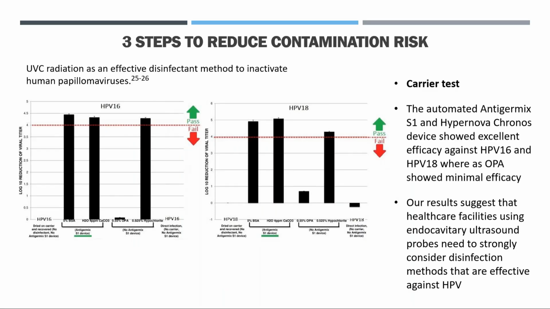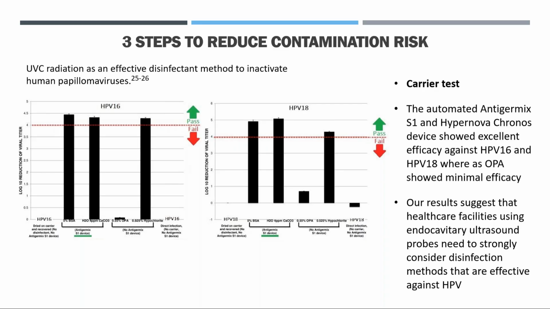Again, 3 steps to reduce contamination risk. UVC radiation is an effective disinfection method to inactivate human papillomavirus. So it's really UVC irradiation, and you can see here that, as with actually all microbes, they are all susceptible to UVC, although it depends on duration and energy levels for how long it requires to disinfect some different microbes. As we've noted earlier, HPV will be more difficult to kill than an enveloped virus, but you can see here that UVC radiation is very, very successful.